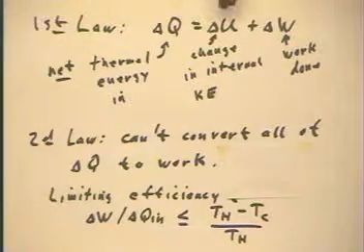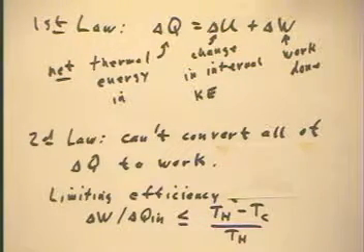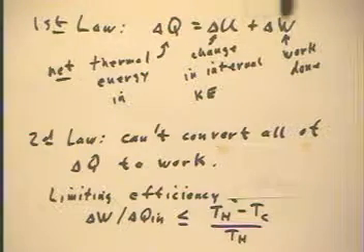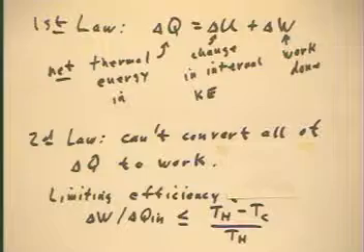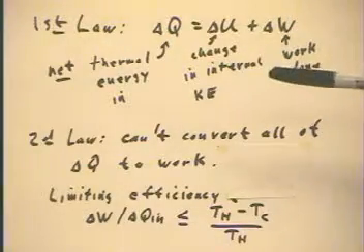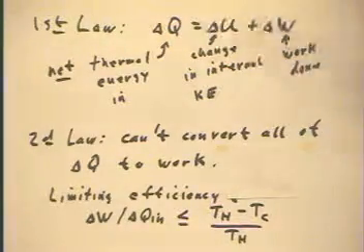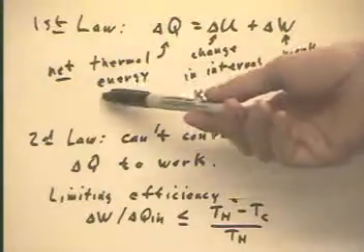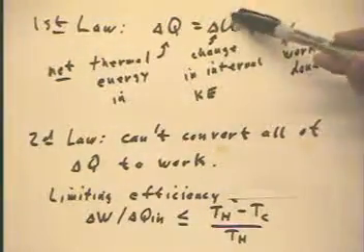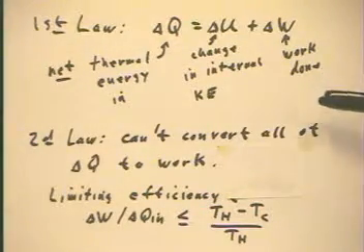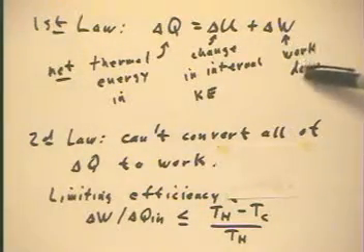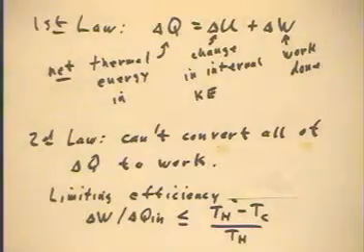So we can change the internal energy, and or we can do work, and depending on the system, the delta Q can be split between these two results. Again, delta Q is the net thermal energy in, delta U is the change in internal kinetic energy, and delta W is the work done by the system.